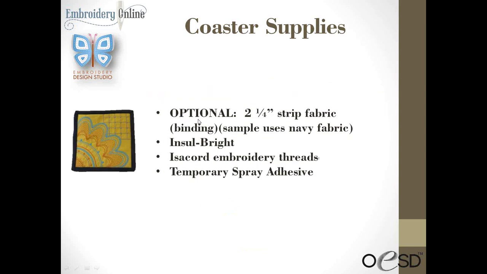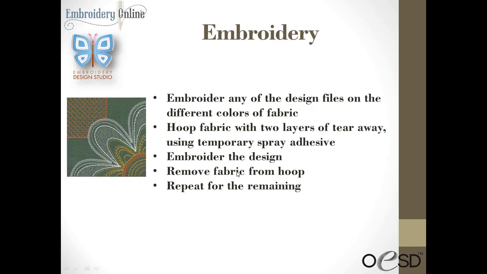Now we have another option, and that is that you can bind the outer edges of your coaster with fabric. So cut a 2 1/4 inch strip of fabric for the binding, and our sample used the dark navy color. We're going to work with Embroidery versus cotton batting, isocord embroidery threads, and your temporary spray adhesive. Embroider any of the design files that you want on your different colors of fabric for your coasters. Hoop your fabric with 2 layers of tearaway using your temporary spray adhesive, embroider the design, remove your fabric from the hoop, and repeat for the remaining design files and fabrics.